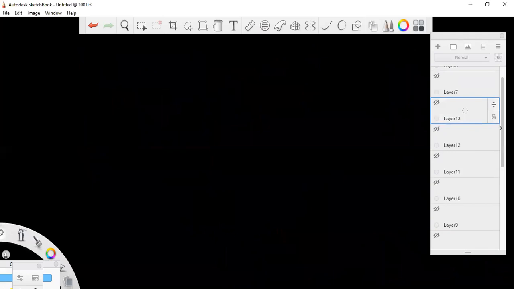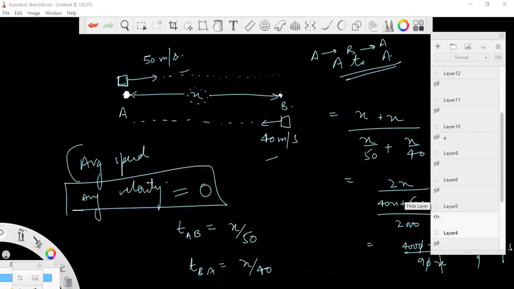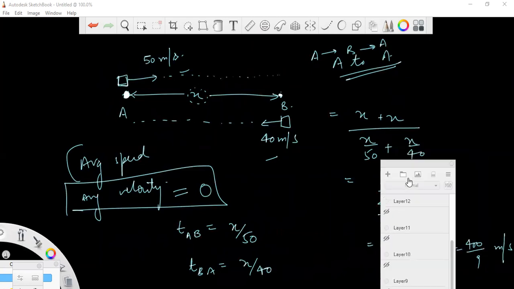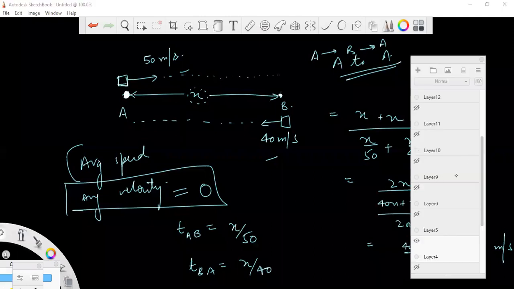So there you cannot use it. This one, if you do 50 by 50 plus 40 by 2, it is not 45, right? The average velocity is not 45, because the acceleration is not constant. At point B, the object is changing direction. So the acceleration is not constant throughout. Is that fine? Is that okay?